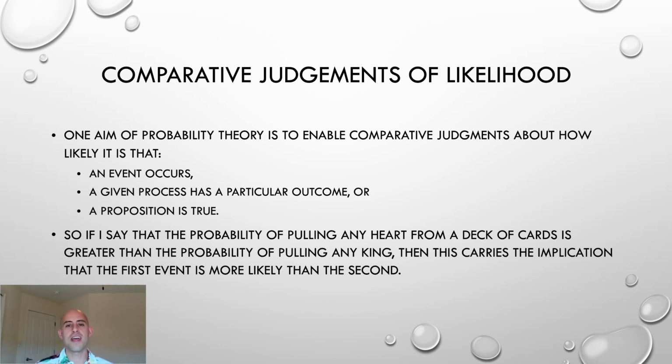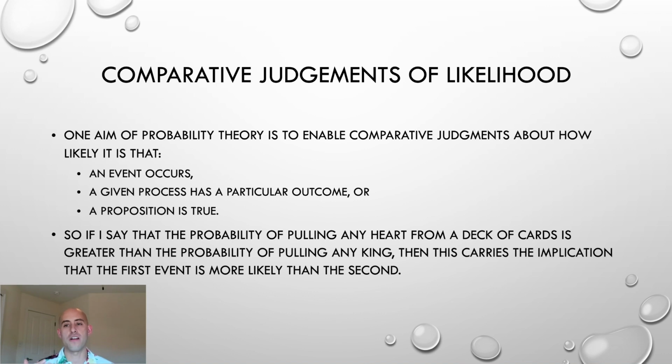is this ability to enable comparative judgments about how likely it is that either an event occurs, a given process has a particular outcome, or a proposition is true, right? So if I say that the probability of pulling any heart from a deck of cards is greater than the probability of pulling any king from a deck of cards, then this carries the implication that the first event is more likely than the second, right?